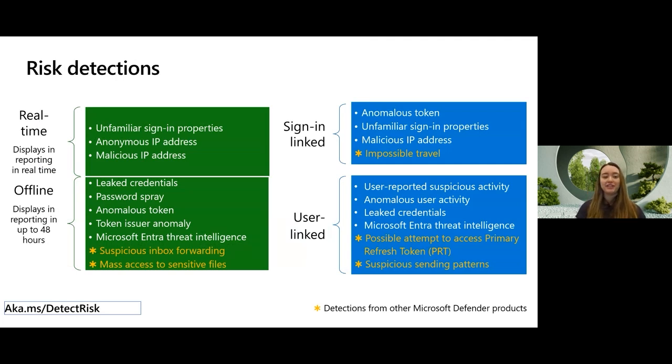We also have a bunch of offline detections. So for things that happen suspiciously out of band of a sign-in, or when we just get more data, we can elevate the risk of a user that way.